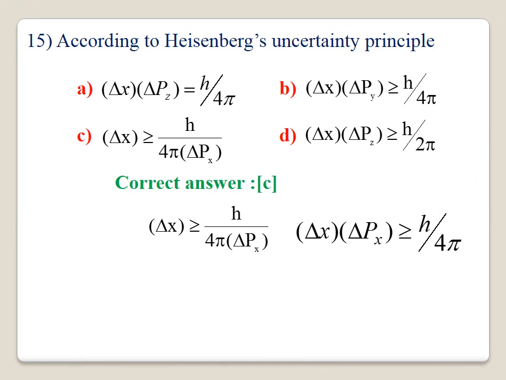(15) According to the Heisenberg uncertainty principle, the correct statement is: in the first statement, delta x into delta pz is given, it is wrong. In the second statement, delta x into delta py is given, it is also wrong. In the fourth statement, C, delta x greater than or equal to h by 4 pi delta px, it is correct. Therefore, delta x into delta px greater than or equal to h by 4 pi is the Heisenberg uncertainty principle. Therefore, the correct statement is C. The correct answer for the question is C.